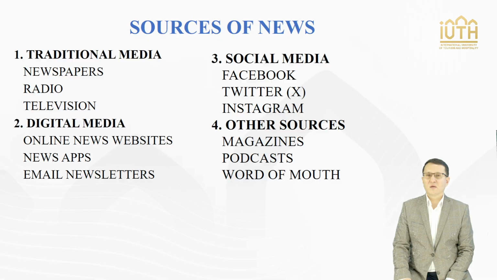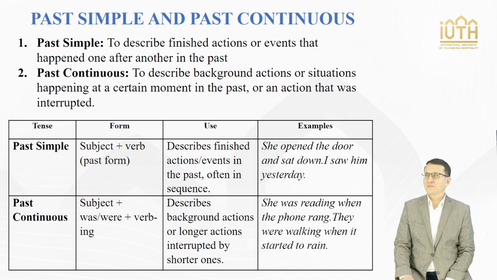Third, social media. Platforms like Facebook, Twitter, Instagram, TikTok: very fast but sometimes unreliable. They allow citizen journalism, ordinary people reporting events. Other sources: magazines, in-depth analysis and features. Podcasts: discussions and expert opinions. Word of mouth: news shared directly between people.